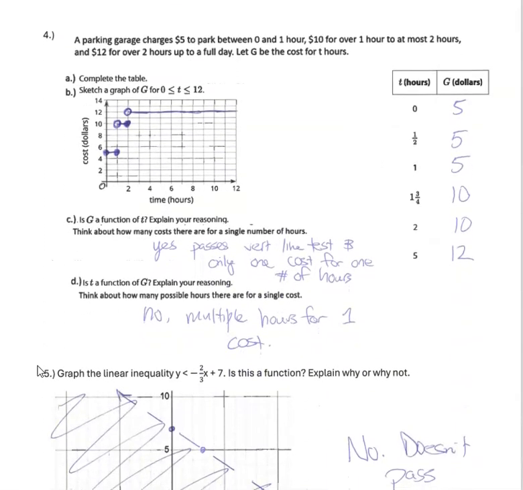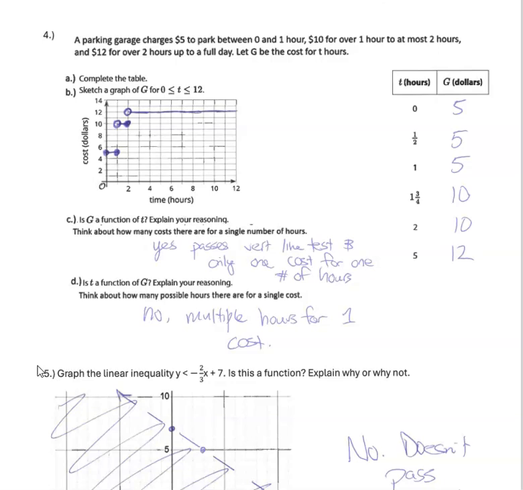On this one right here, a parking garage is going to charge $5 from 0 to 1 hour, $10 over 1 hour to 2 hours, and then $12 for 2 hours and for the rest of the day. You were supposed to graph this. So on here, it says that you do pay $5 if you are going 0, including 0, all the way to 1. That's why I had those capped off with closed dots.